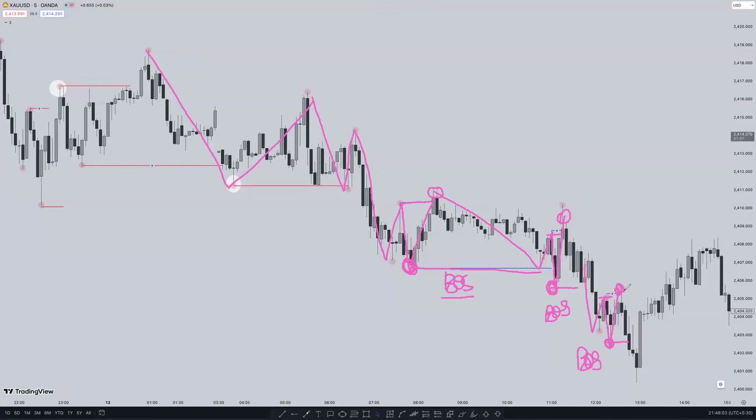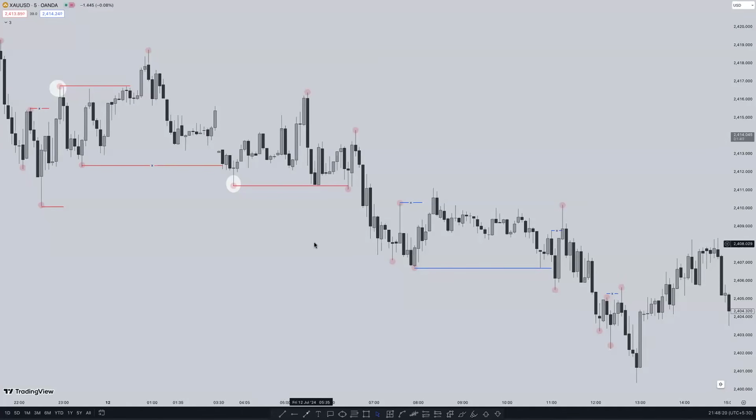Break this one, and the main high acts like an inducement right here. In the first attempt, this one is not broken and it goes higher high. That means the structure is looking for reversal, right? Can you show the zigzag? I'm showing you the zigzag.